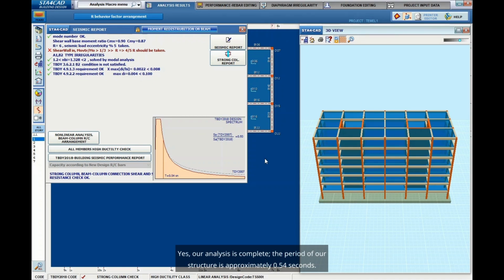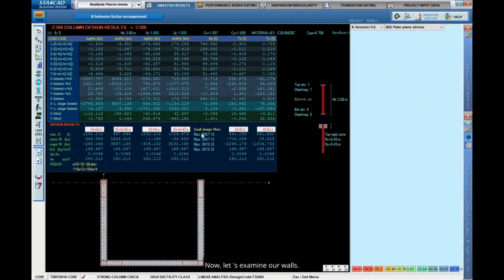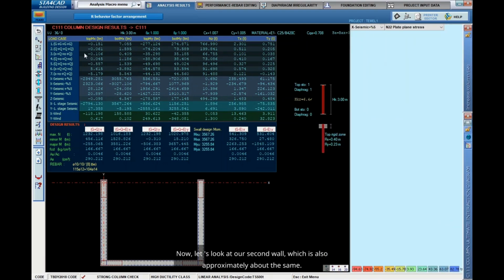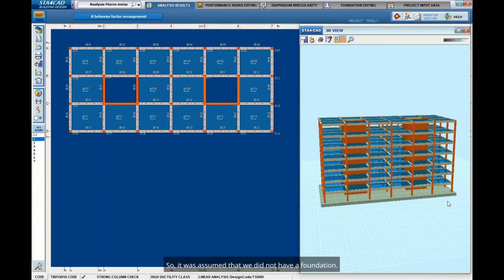The period of our structure is approximately 0.54 seconds. Now, let's examine our walls. The design moment of our wall is approximately 3,500 ton-meter. We can say around 3,500. Now, let's look at our second wall, which is also approximately about the same. This was the first option, so it was assumed that we did not have a foundation. The bottoms of the columns and walls were considered very rigid. The solution was made in this way.